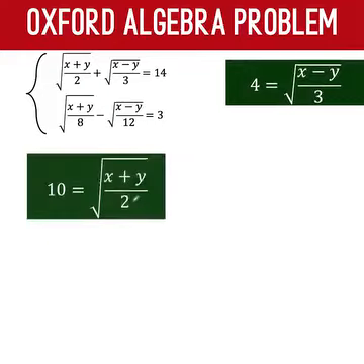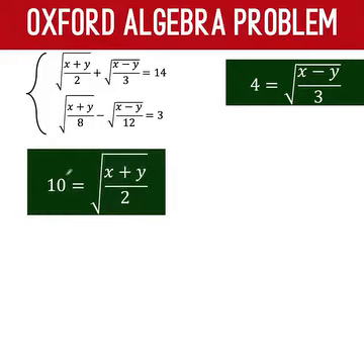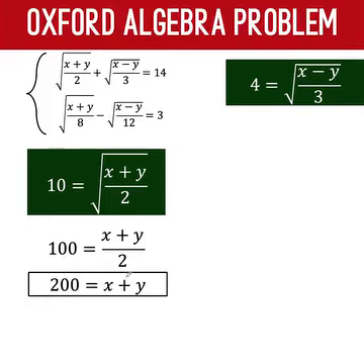So solving now for x plus y here, we square both sides. So 10 squared becomes 100, and squaring this will eliminate the radical symbol, and so the right side becomes the radicand (x plus y) over 2. Multiply both sides by 2 to get 200 at the left side, and copy x plus y, and we are going to go back to this equation later on.